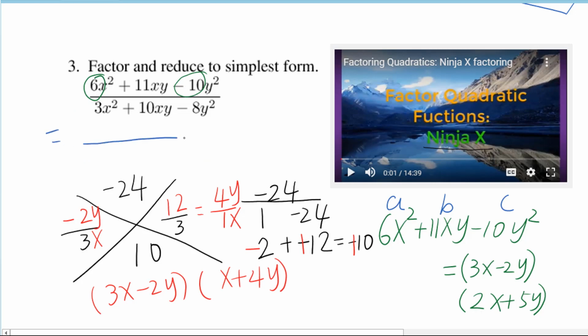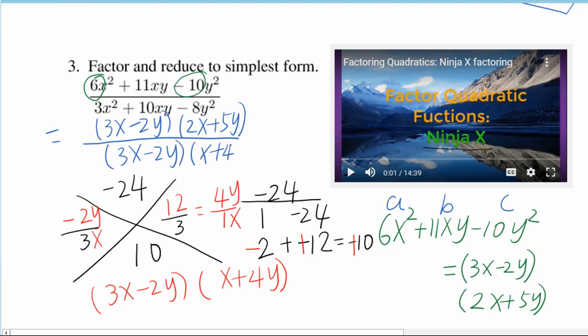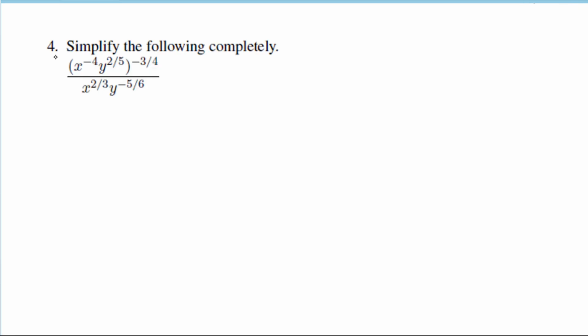Therefore, we will get this 3x minus 2y times 2x plus 5y over 3x minus 2y times x plus 4y. This time, you can reduce. Your final answer will be 2x plus 5y over x plus 4y. Let's go to number 4.